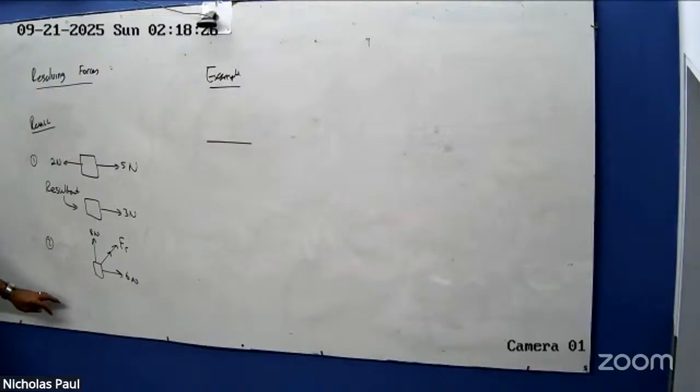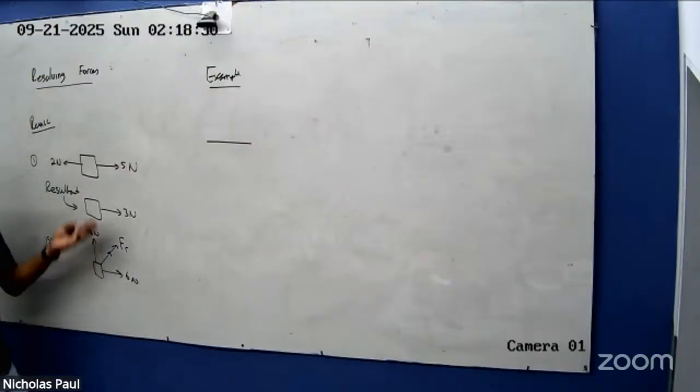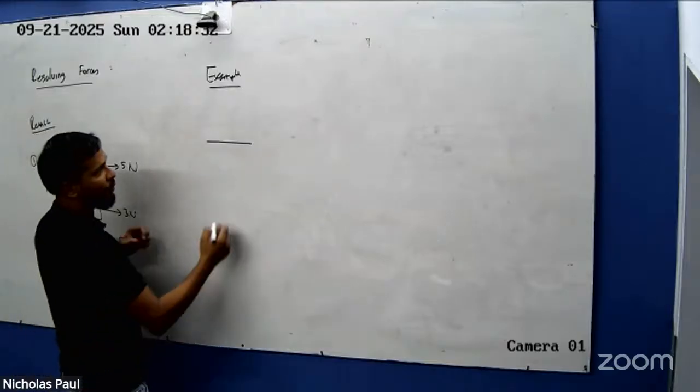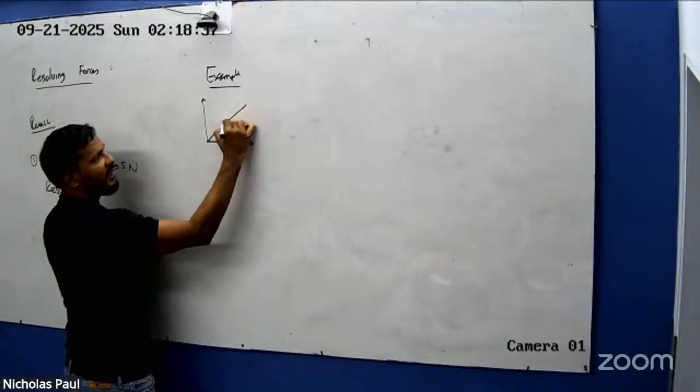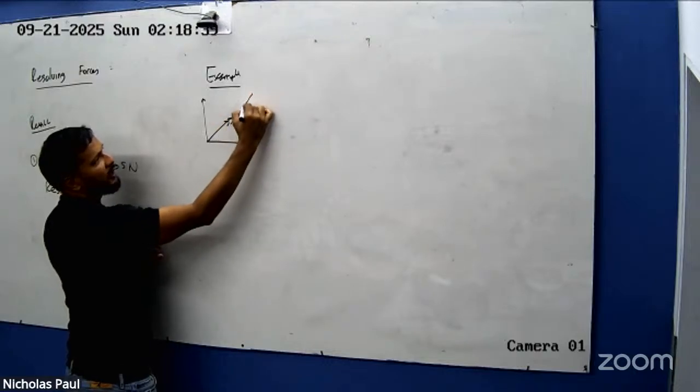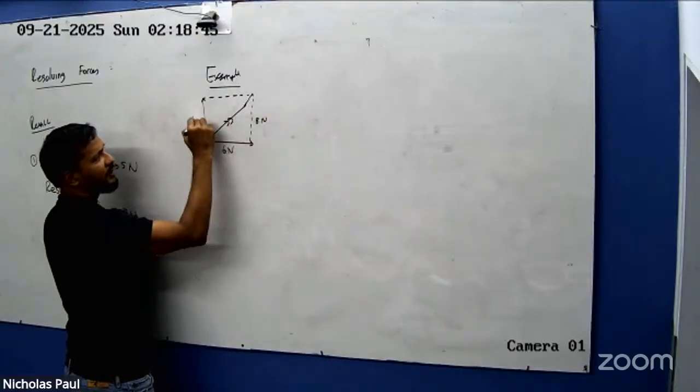parallelogram law, right? We do a scale diagram and then measure it. But again, you can use Pythagoras theorem if you want. 6 Newtons, 8 Newtons, and the resultant is here. So if we want, we could create a parallelogram, right? Here's 6 Newtons, here's 8 Newtons, here's 8 Newtons.